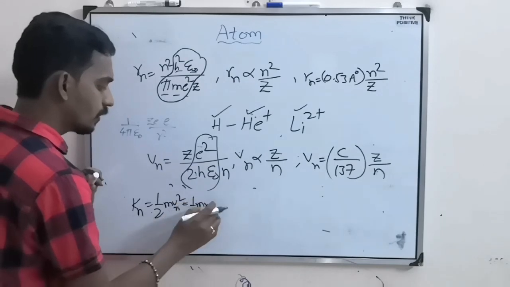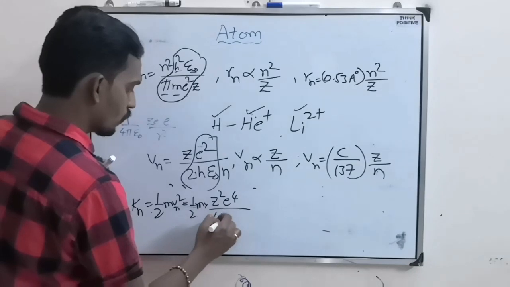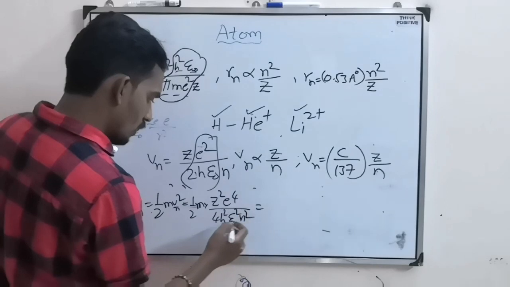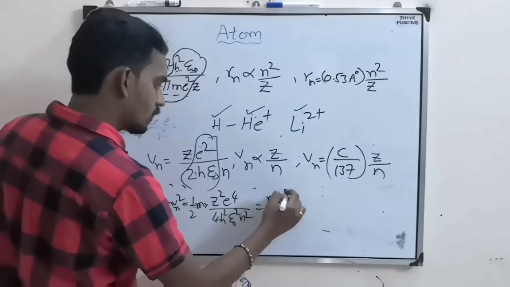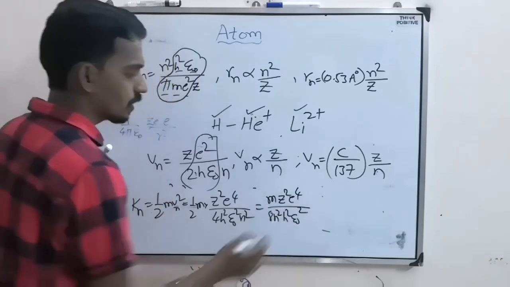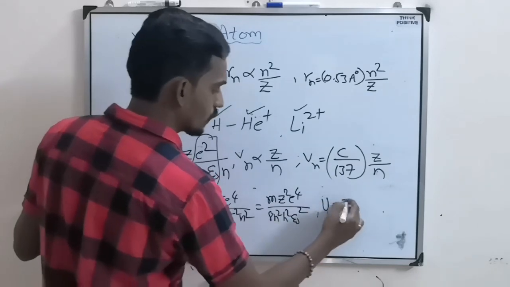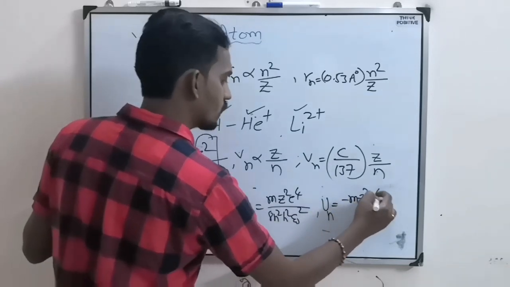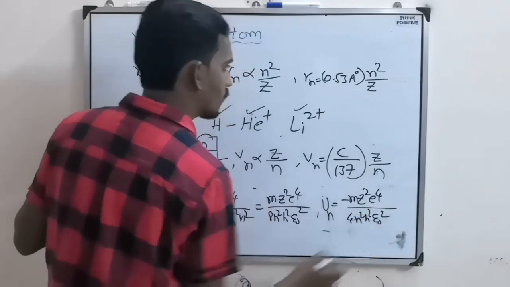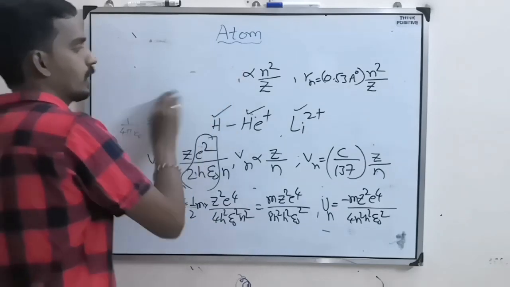So half m Vn square means this one: z square e power 4 by 4 n square h square epsilon naught square. That means here m z square e power 4 by 8 n square h square epsilon naught square. So this is kinetic energy, and potential energy, if you take, is minus m z square e power 4 by 4 n square h square epsilon naught square. So these are the kinetic energy and potential energy.